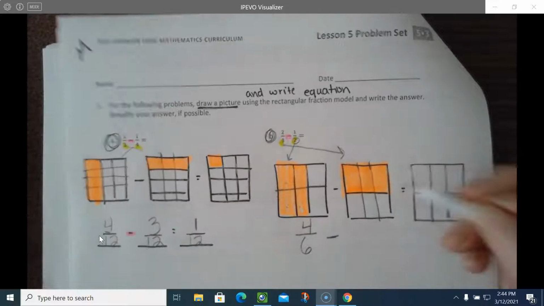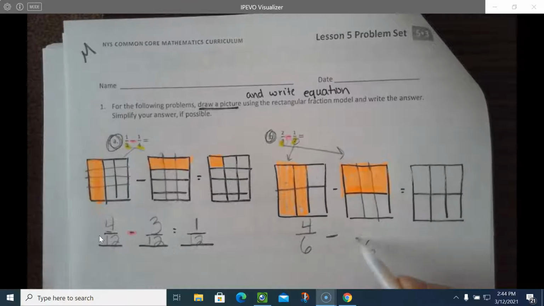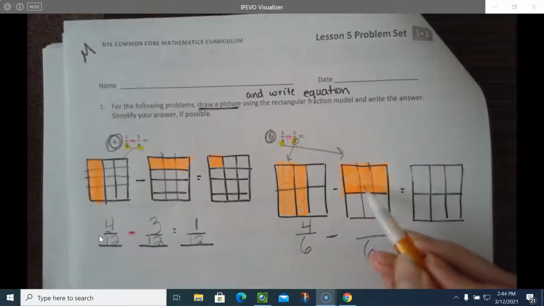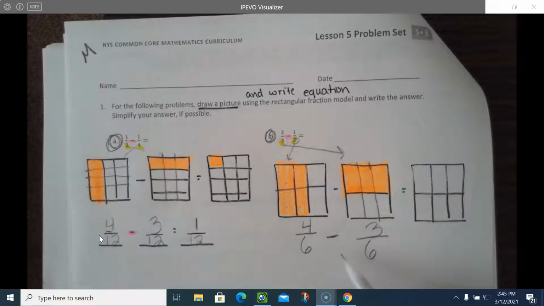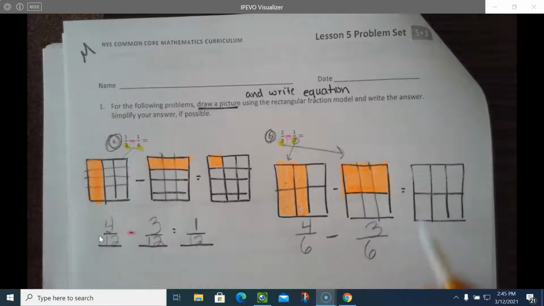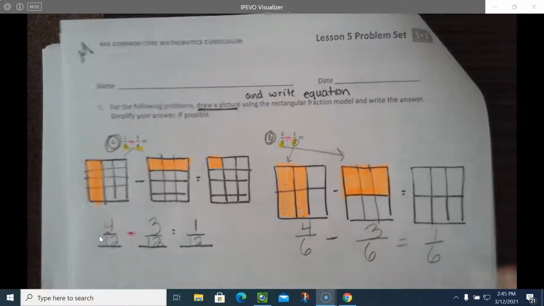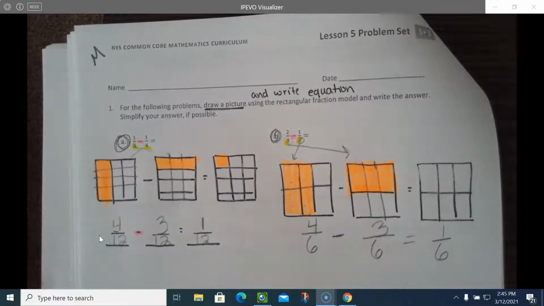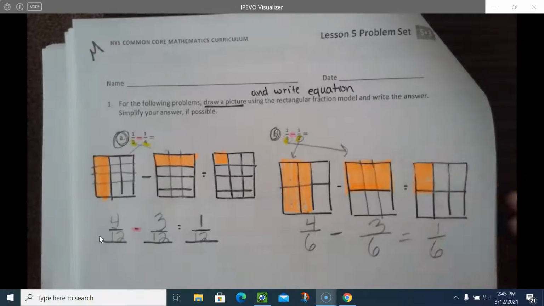1, 2, 3 parts. And I should have 6 pieces as I did over here. And then my numerator is the number of shaded parts, 3. I am subtracting, so I have 4 parts, and I'm taking 3 of those parts away, so my answer should be 1/6. And then I will shade my answer right here.